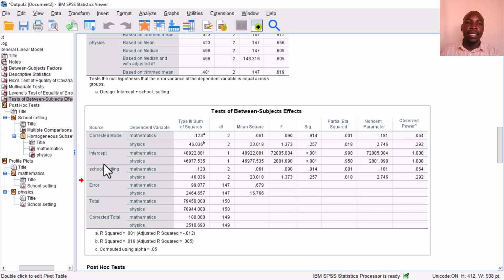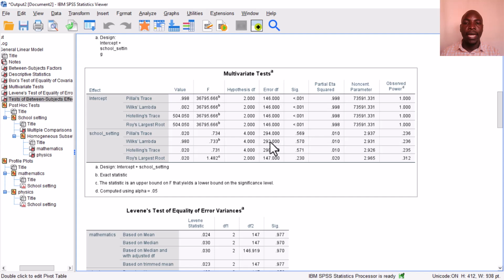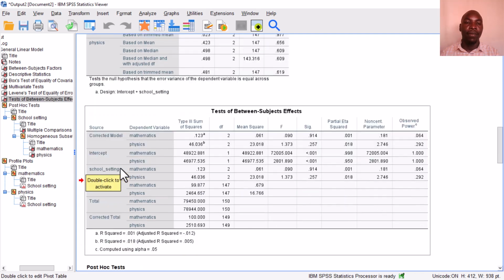We can see that if we looked at school setting for each of these variables, school setting versus mathematics, it is non-significant. There are no significant differences in the means of mathematics across the different levels of school setting. Even when we look at physics, there is no statistically significant difference in the means across the different levels of school settings, which is still communicating the same conclusion which we've seen for the Wilks' Lambda here, that there were no statistically significant differences. Even when we go deeper to look at one variable at a time, one of the dependent variables, mathematics and physics, still there are no statistically significant differences.